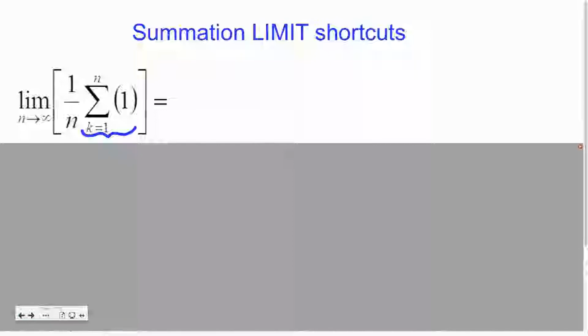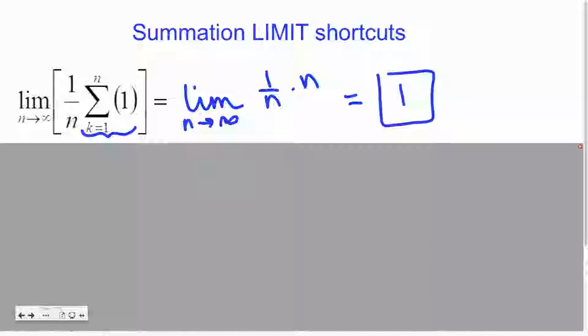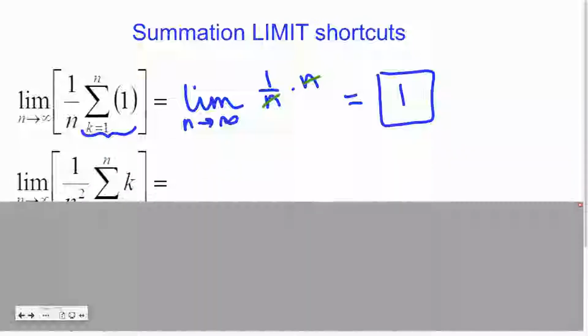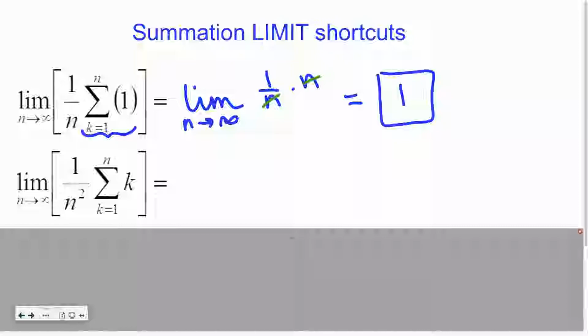What's the sum from 1 to n of 1? N times 1. So we have the limit as n approaches infinity of 1 over n times this, which is n. What's our limit? 1. Okay. Next one.